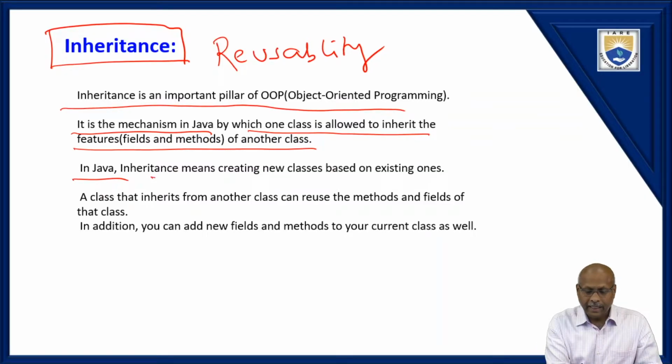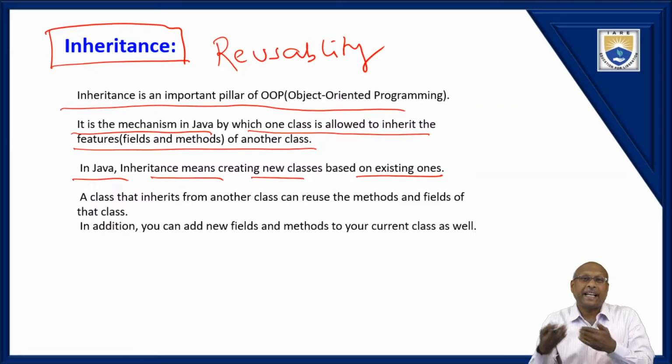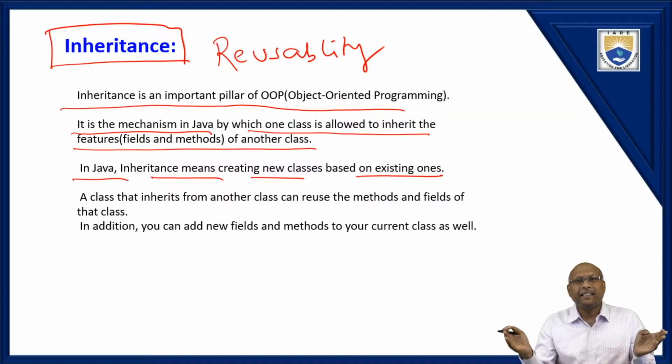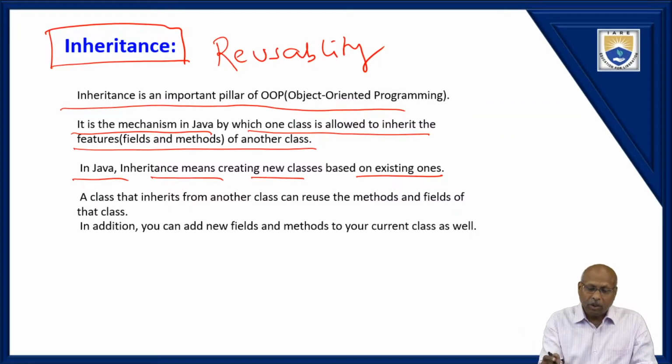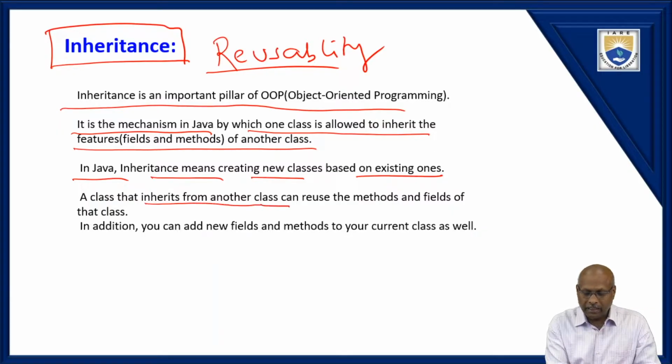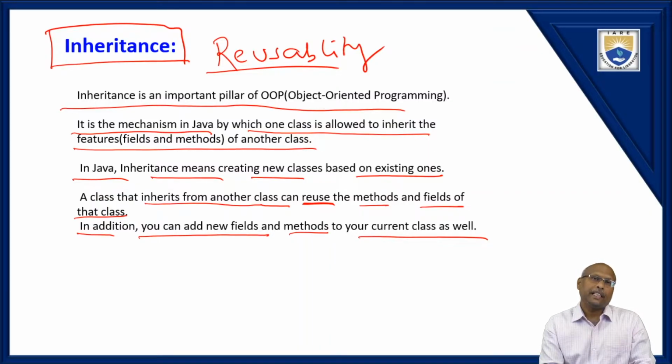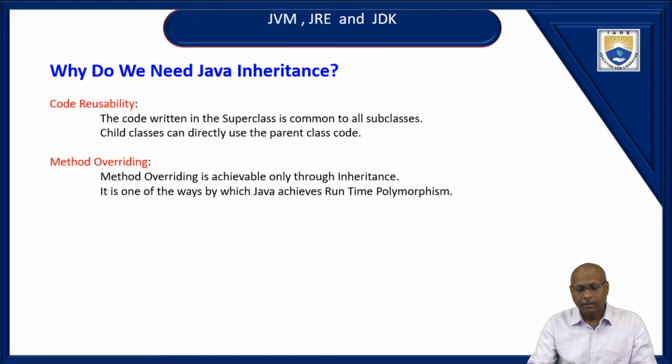So in Java, inheritance means creating a new class based on existing ones. From the existing one you can inherit and you can extend. So that talks about what? How you can reuse the existing process or existing resource. A class that inherits from another class can reuse the methods and fields of that class. In addition, you can add new fields and methods to your current class as well. So an existing class I can reuse, I can extend it. That is the nature of the inheritance concept. Then why do you need inheritance in Java?